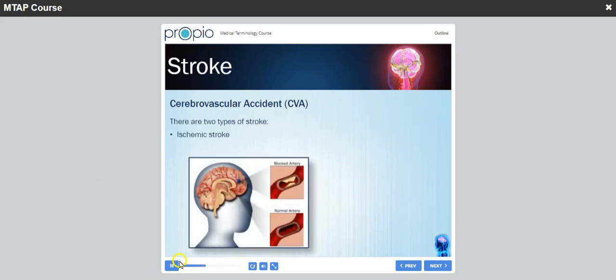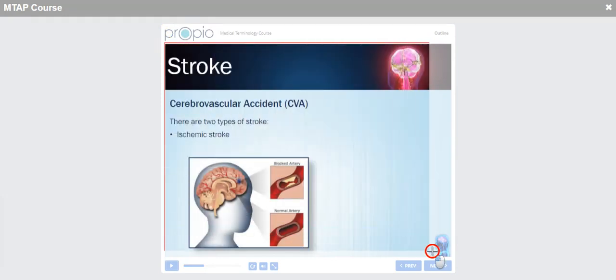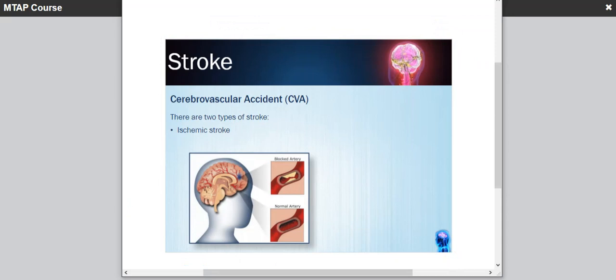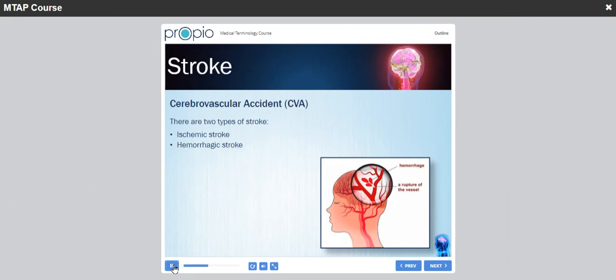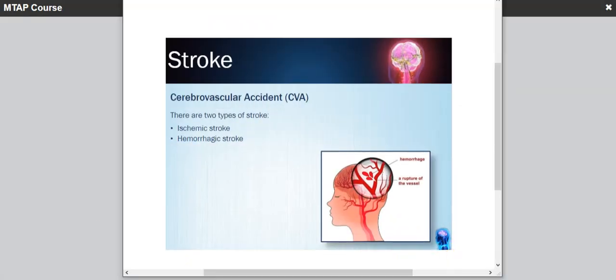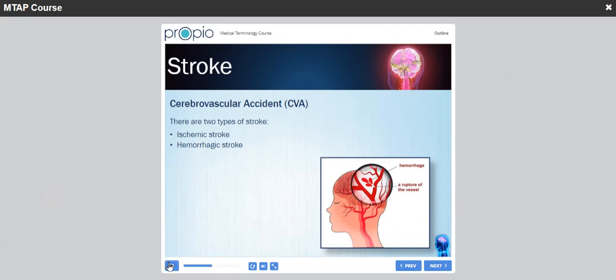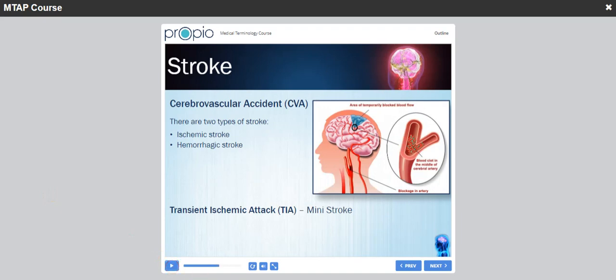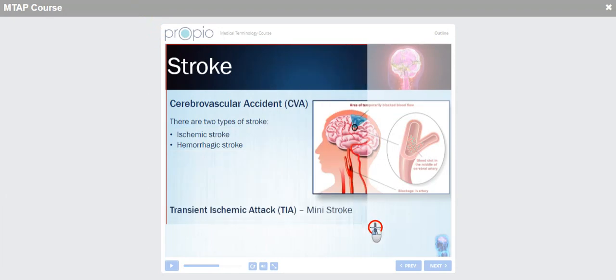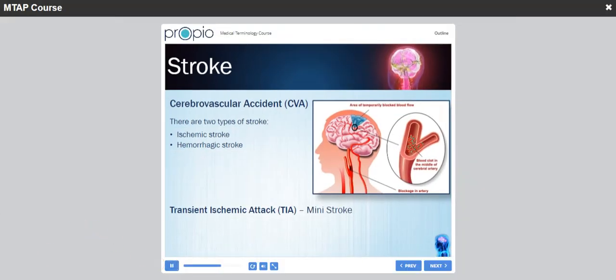Here are the symptoms of a stroke: numbness, weakness, confusion, aphasia, dysphagia, dizziness, loss of balance, sudden severe headache, loss of consciousness, paralysis on one side.